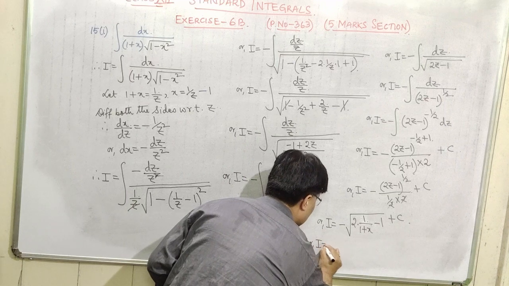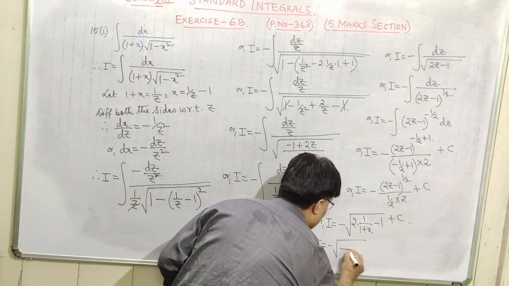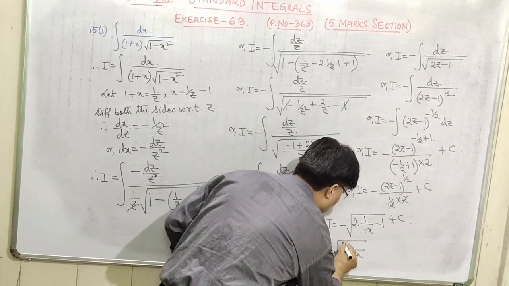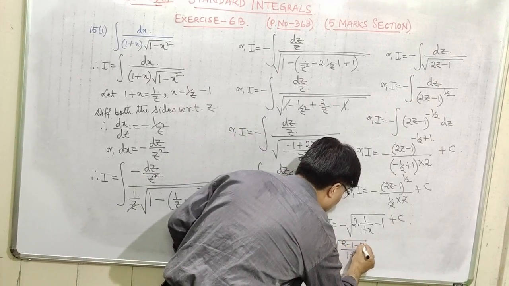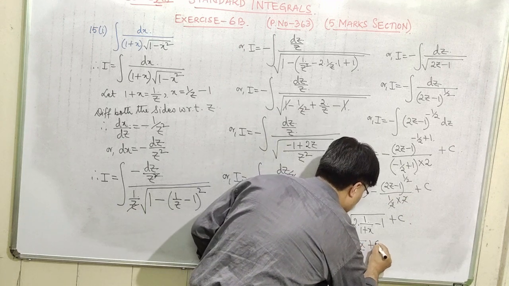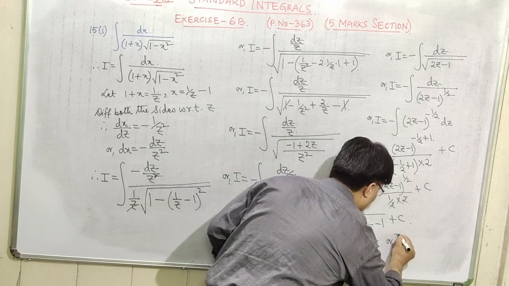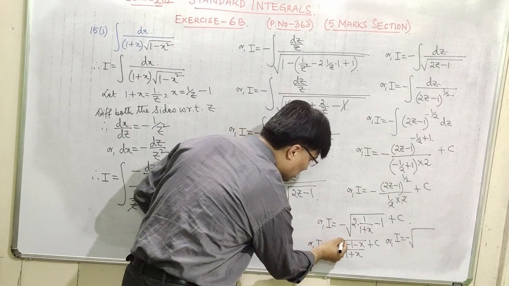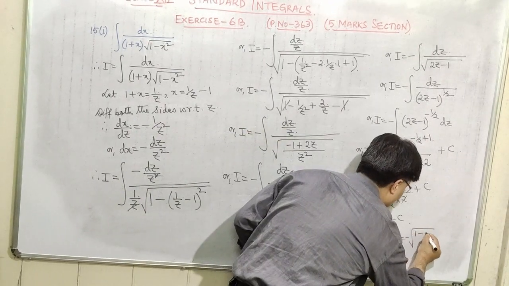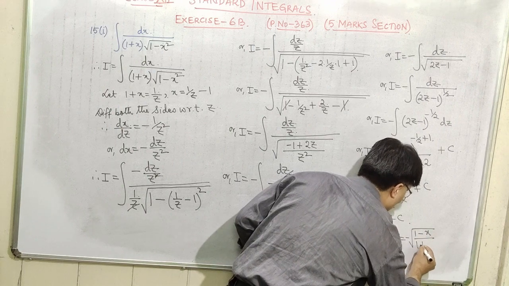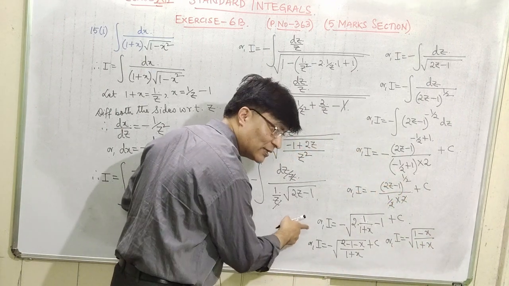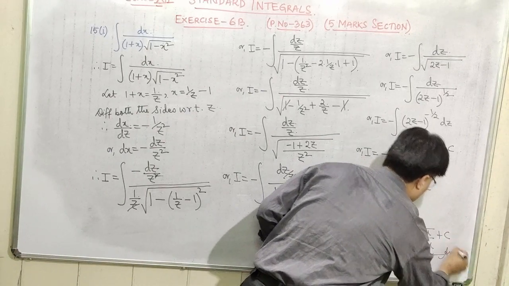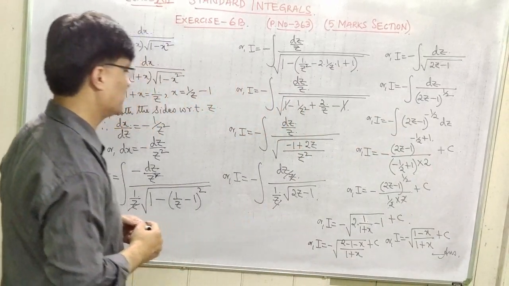Or I is equal to minus, within square root, what's the LCM? 1 plus x. What is there in the numerator? It is 2 minus 1 minus x plus c. Or I is equal to minus, within square root, in the numerator 2 minus 1 is 1, 1 minus x divided by 1 plus x. Is that clear? Then what do you write? Plus c. So this is the final answer.